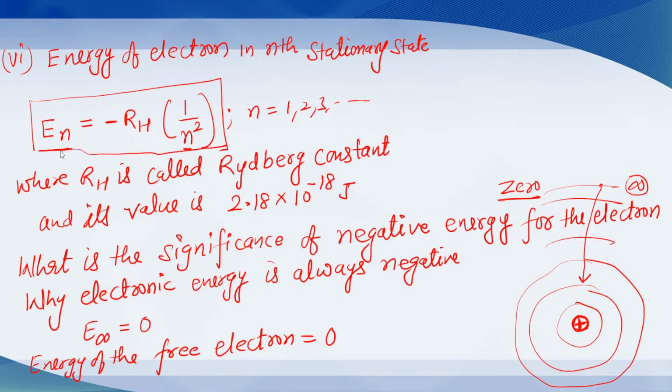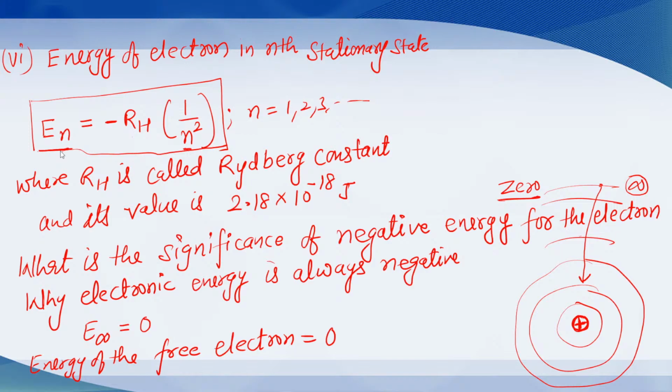E n equals minus R. Do you know why I write minus? Because electronic energy is always negative. And why is it so? Because energy at infinity is taken as 0. So whenever an electron falls into the atom from infinity, energy is released, so it becomes less than 0. So the negative sign is because of that.